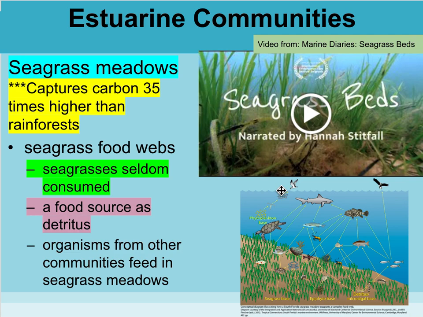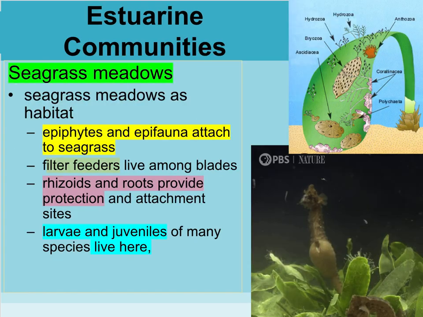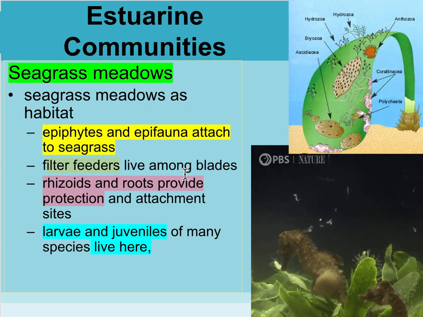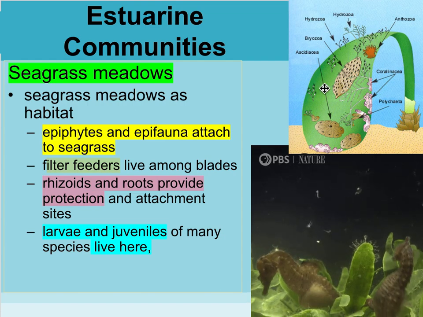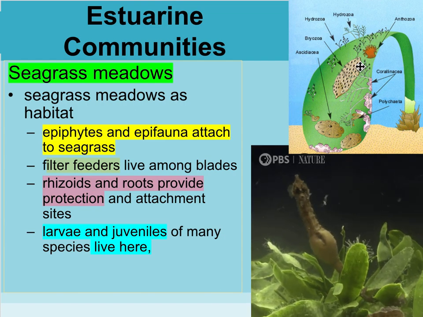If you think about the fact that it can absorb pollutants from our air at 35 times higher the rate of a rainforest of the same basic size. A lot of times the main food source that hangs out around the seagrass is actually more detritus, dead and decaying matter. A lot of organisms use the seagrass to hold on to it.